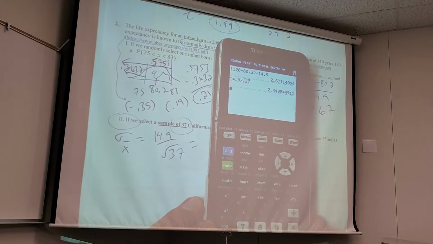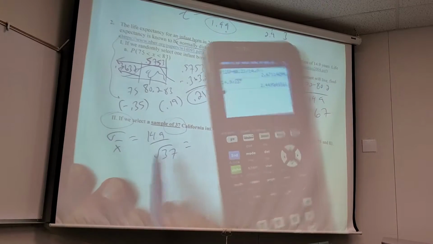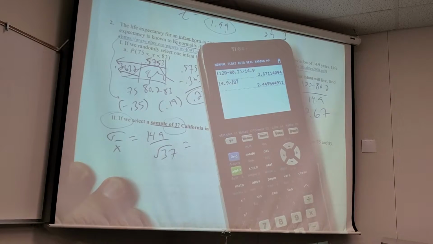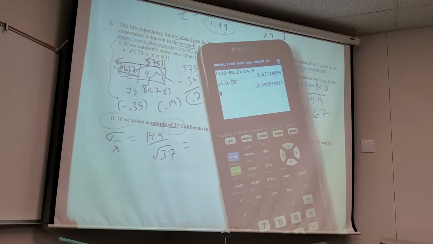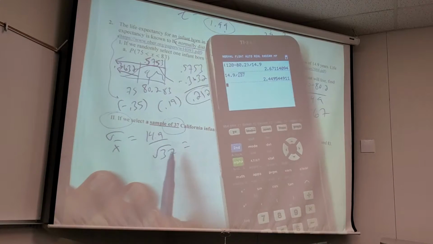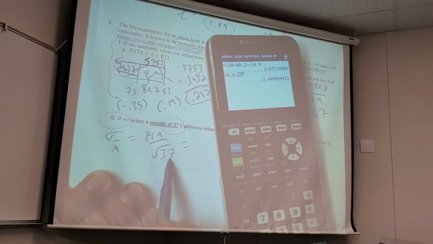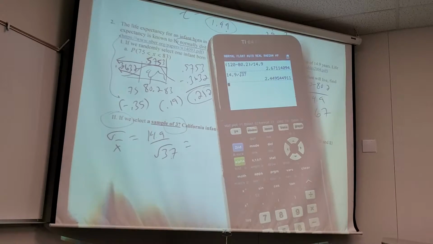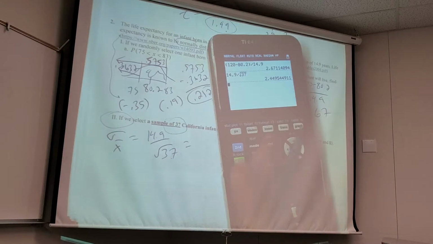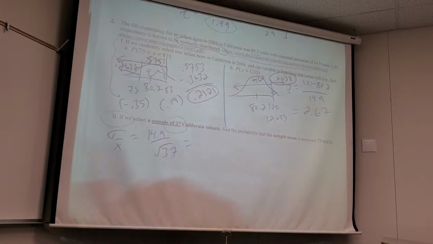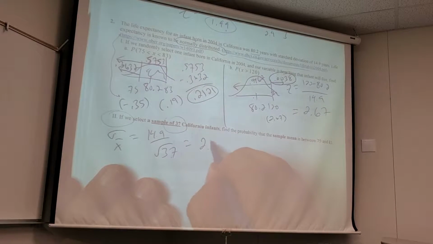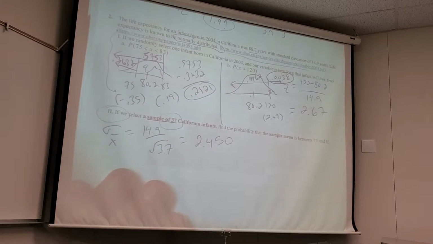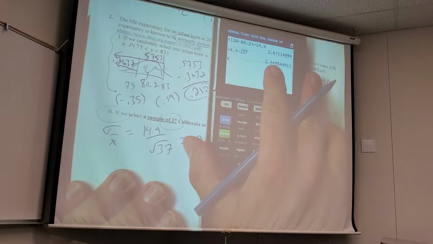So 14.9 divided by the square root of 37. People put all kinds of weird stuff in here. You have to identify with the correct symbols what the numbers are that I give you. This is never going to be like 11.8. It's never going to be a decimal, because what is it? It's n, and n is the number of things. So it can't be 11.8. And here I get 2.450. Is that cool? 2.450.